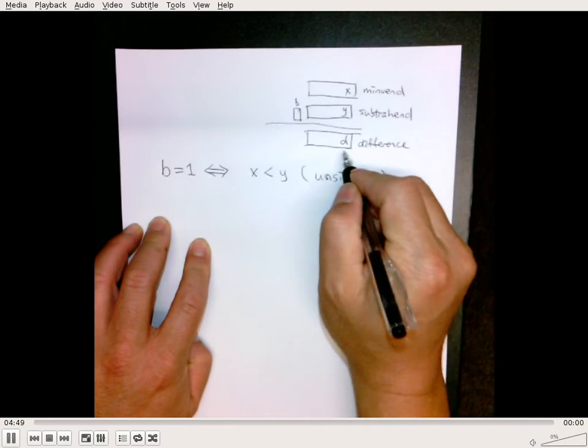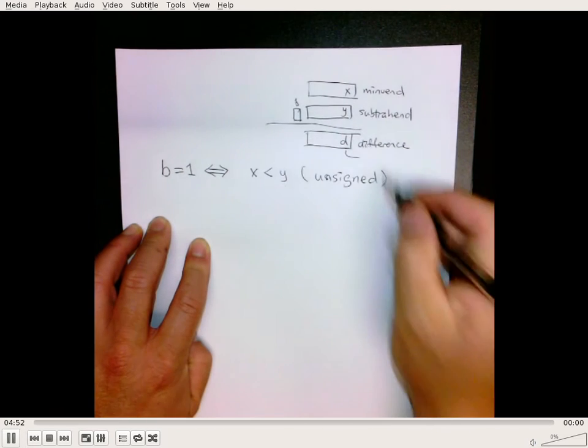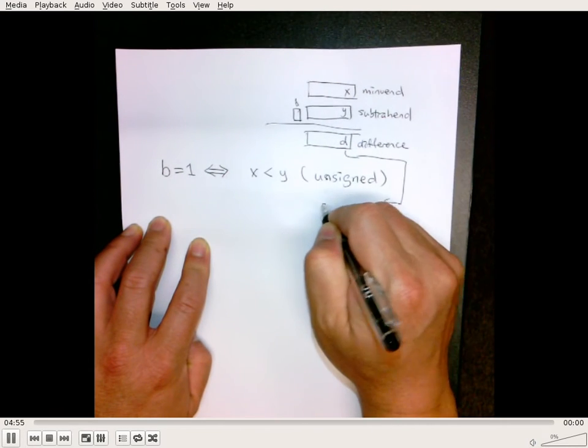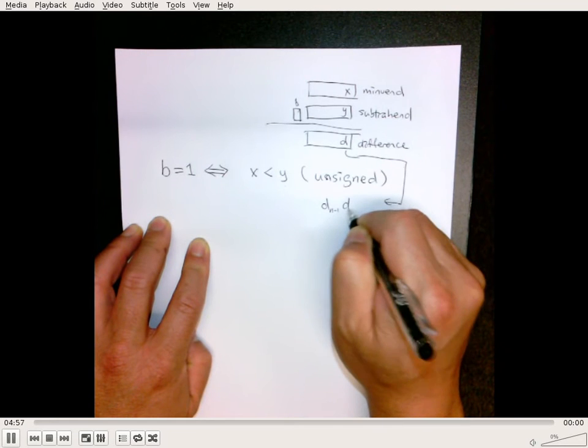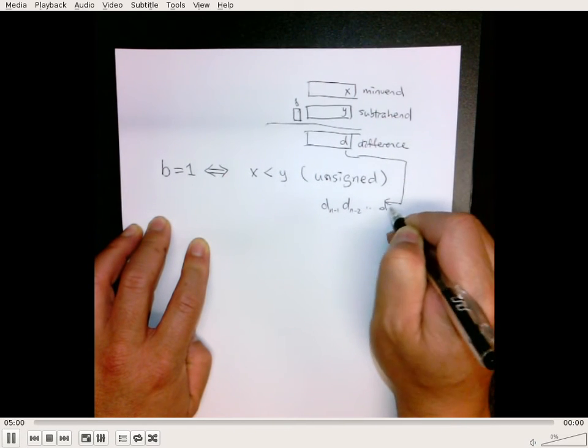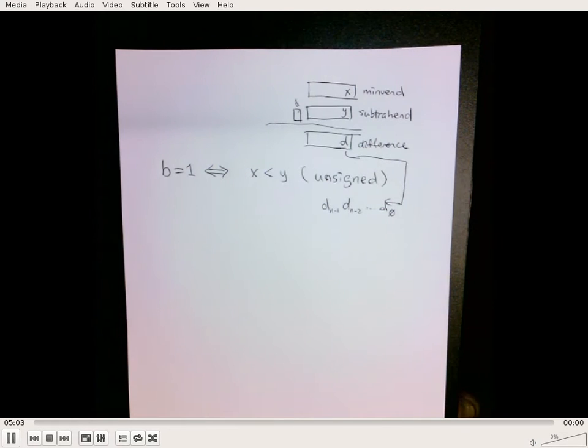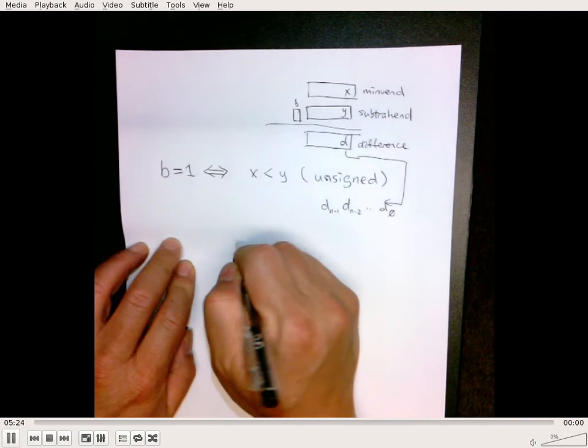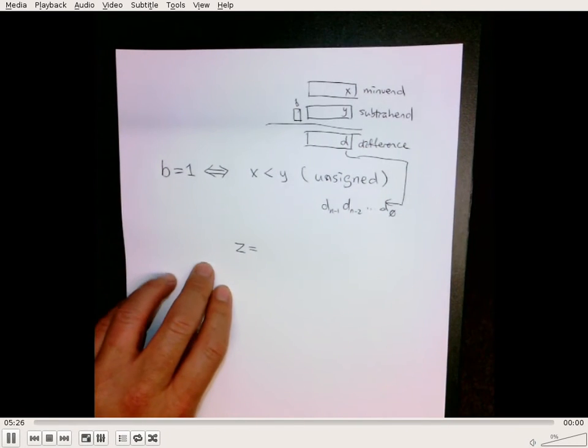So when you look at d, let me go ahead and expand d a little bit here. I look at d as d_{n-1}, d_{n-2}, all the way down to d_0. In other words, this is just a notation for the individual bits of the difference. d subscript n minus 1 is the most significant bit because we count from 0. d subscript 0 is bit 0 of the difference, which is the least significant bit of the difference. Is that okay?